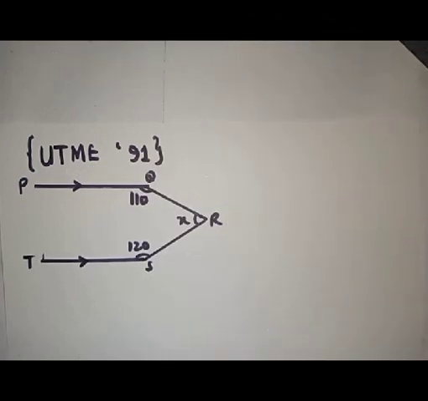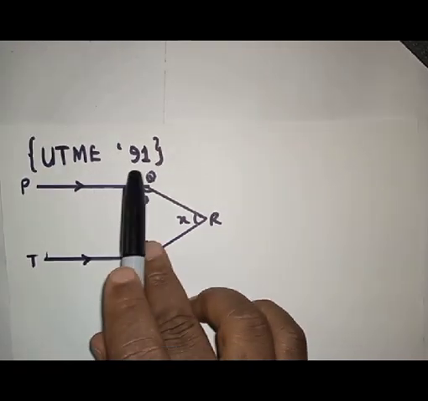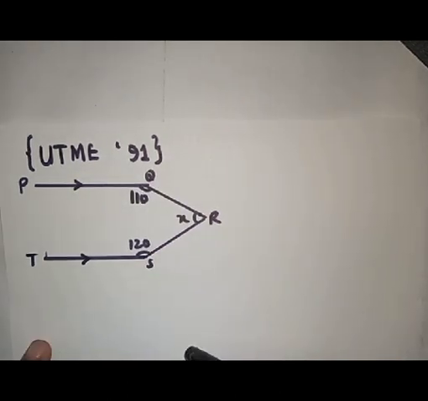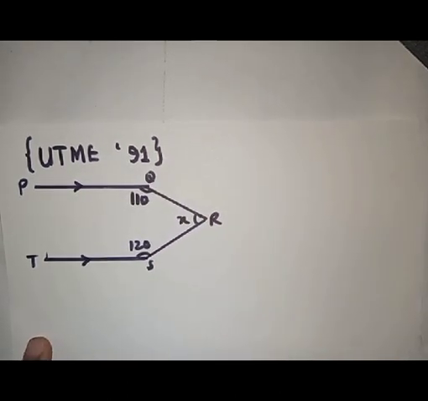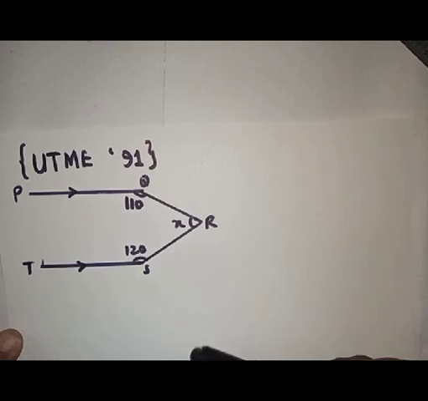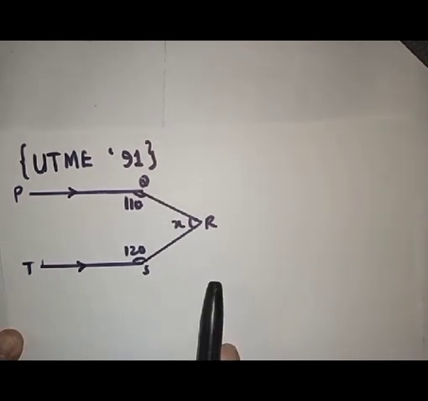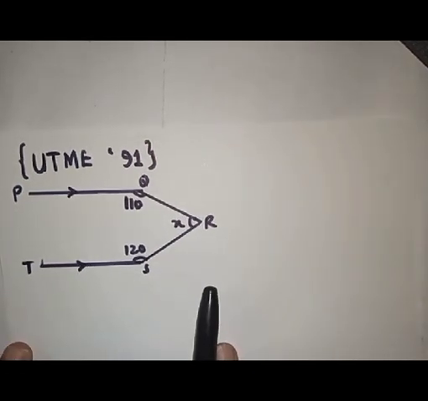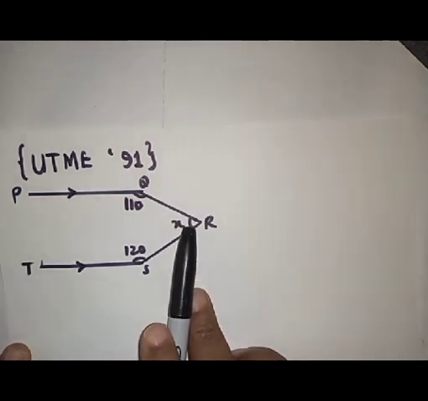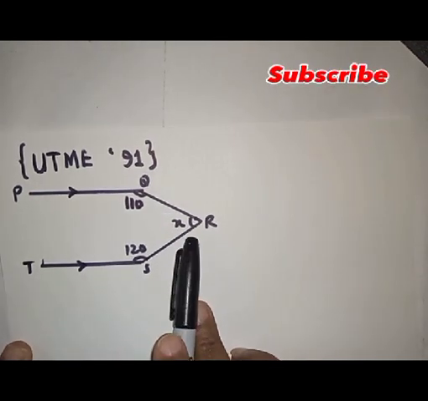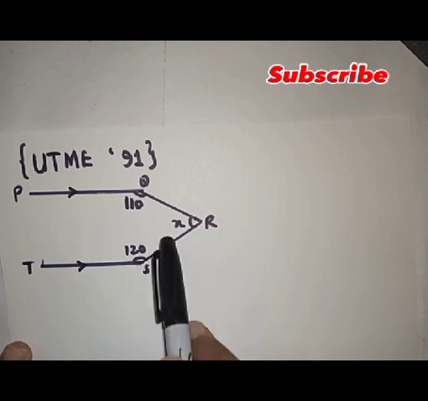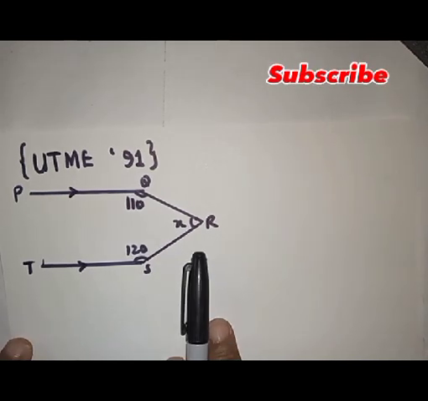Today's class will be solving this particular question based on popular demand also. This is a UTME question from 1991. This question is actually Euclidean geometry, or better still called line geometry. The lines here show you that it's called line geometry. We are asked to look for the value of x in this question. How do we get the value of x here?